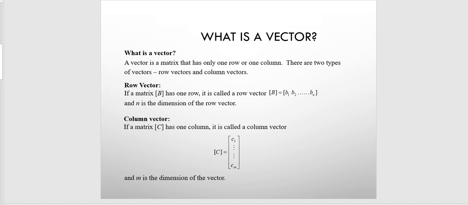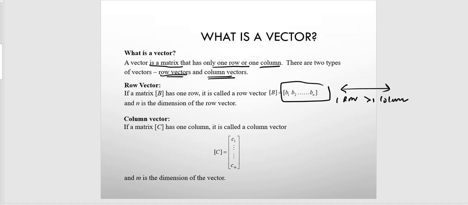In matrix, we need to know about the vector. A vector is a matrix that has only one row or one column. And there are two types of vectors. We always remember row and column vectors. So row vectors look like this. This is a simple row structure, only one row and more than one column. And here, more than one row but one column. Okay, so this is the formation.